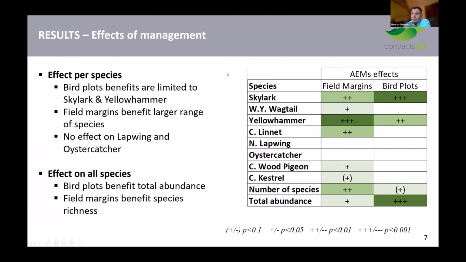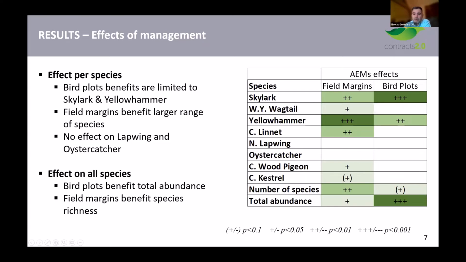So on these result slides, you will see tables like that. Those tables show which variables are related to the bird's abundance for each of the 8 studied species, the total number of species, and the total abundance. A plus means a positive relationship, a minus a negative one, and the more plus or minus, the more significant is the relationship.